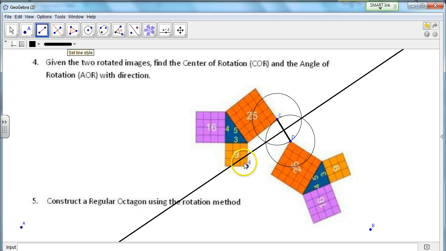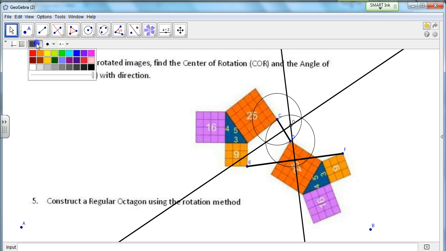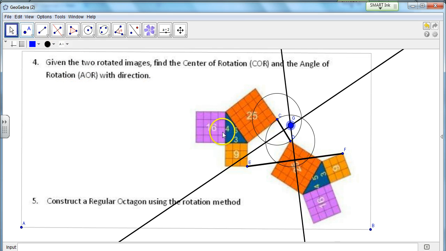So this corner, which is in the bottom right corner of the 9, would be this point right here. I'm going to get its perpendicular bisector. And where those two lines intersect, remember, this becomes our center of rotation. Okay, so I'm going to make G stick out a little bit. Obviously on paper you guys can't do this. So there's our center of rotation.